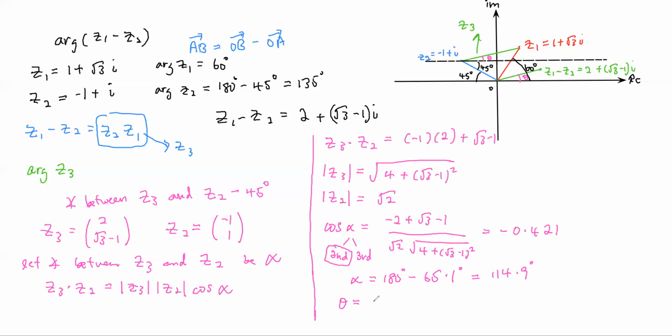So theta is actually alpha minus 45, and that would give us 114.9 minus 45 degrees, which is 69.9 degrees. So this is the angle theta, which is the argument of Z1 minus Z2. Yeah, we're done.